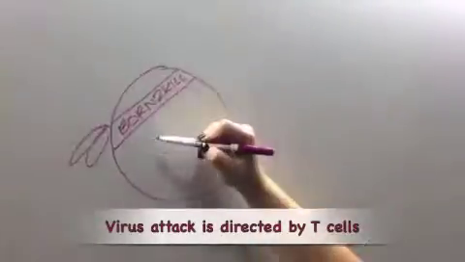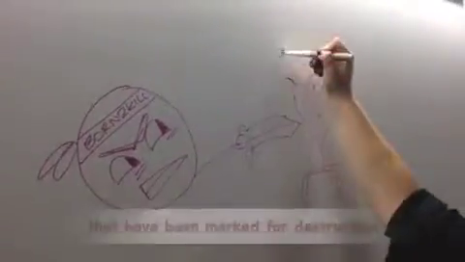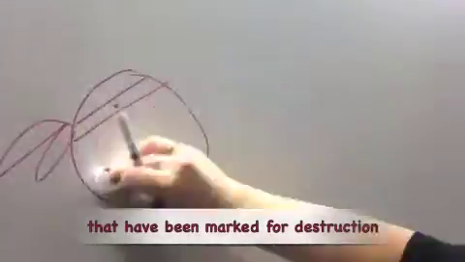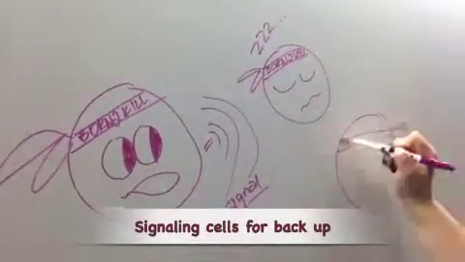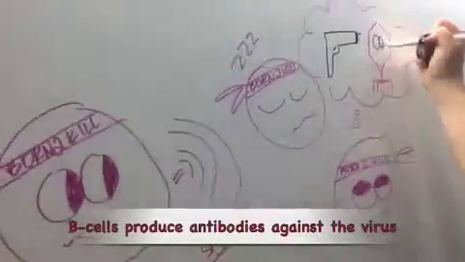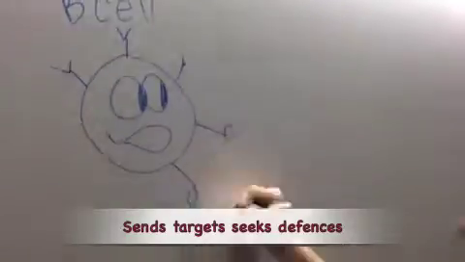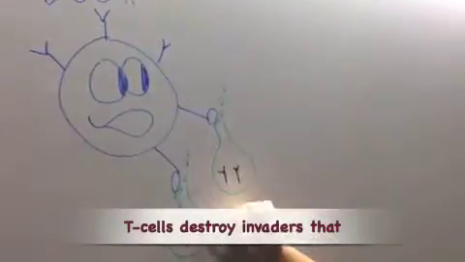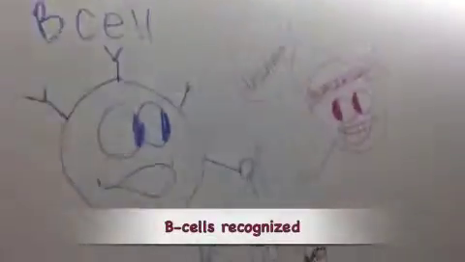Virus attack is directed by T cells, recognizing antigen flags that have been marked for destruction, signaling cells for backup. B cells produce antibodies against the virus, send target seeks defenses. T cells destroy invaders that B cells recognize.